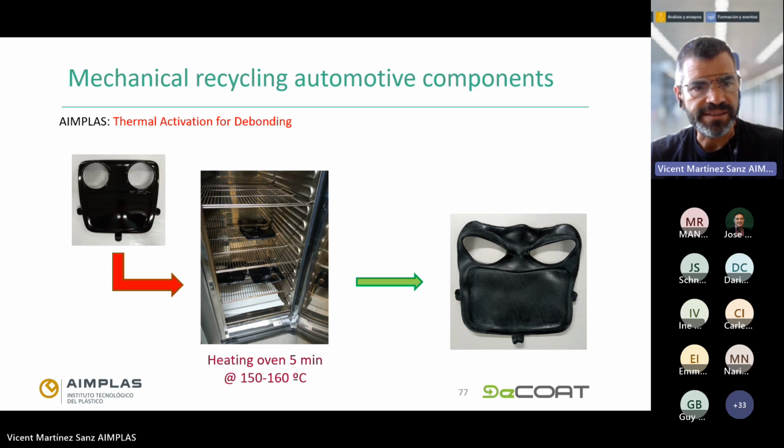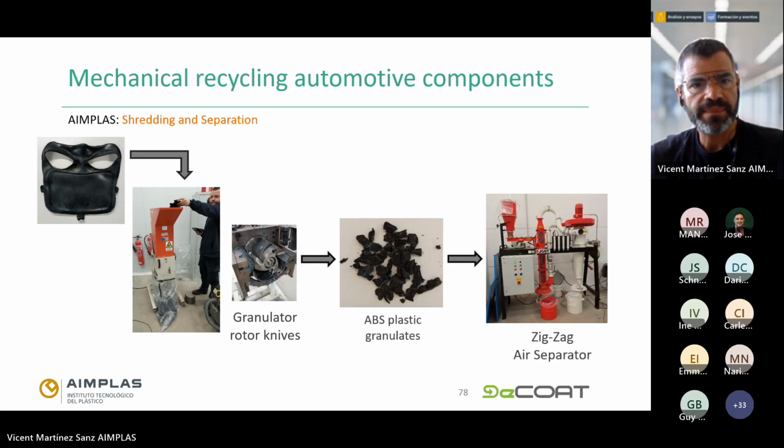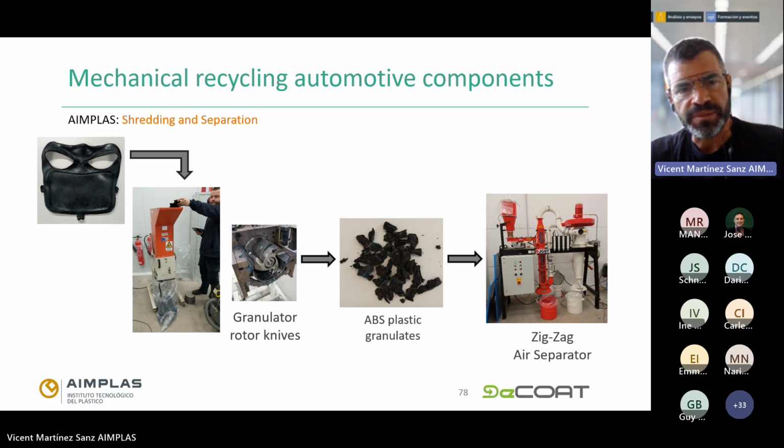In the second stage, we proceed with the grinding of this whole plastic part in order to reduce the particle size to between 8 and 10 millimeters, and also perform a zigzag separation with airflow in order to remove the small particles and also the tiny coating layers that could remain in the stream after the grinding process.